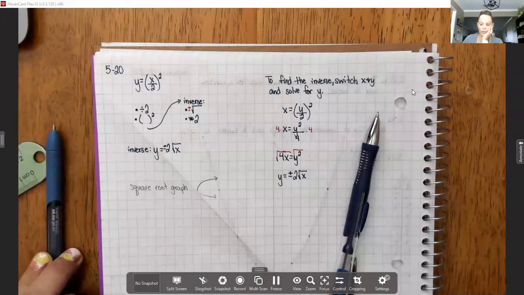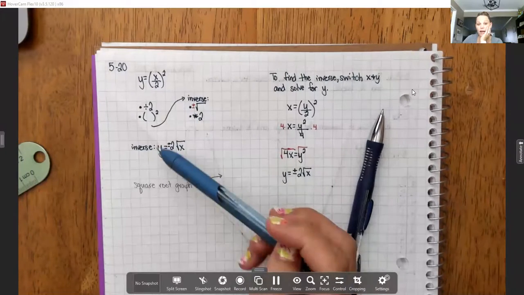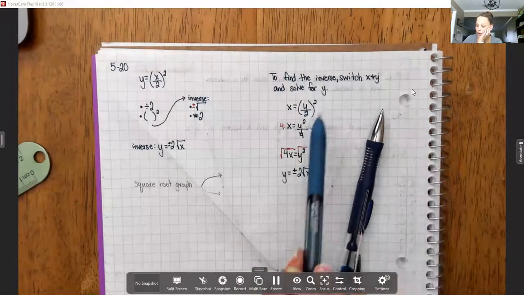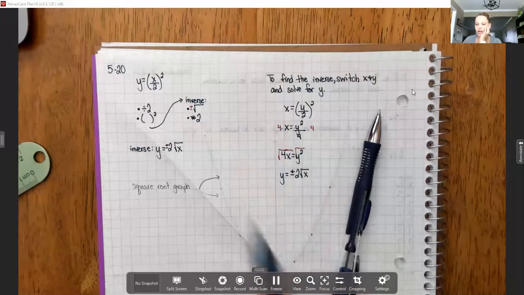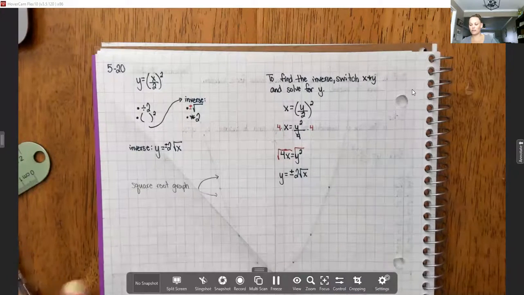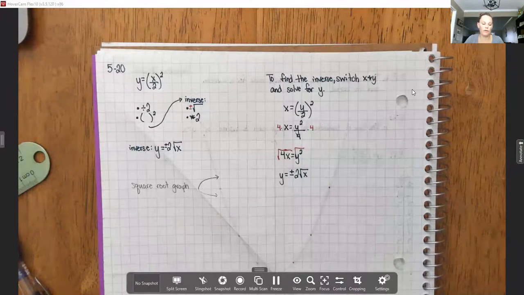So again, this is what we did yesterday. We flipped the steps. You can also do it algebraically by switching x and y. Both ways, you should get to the same answer.